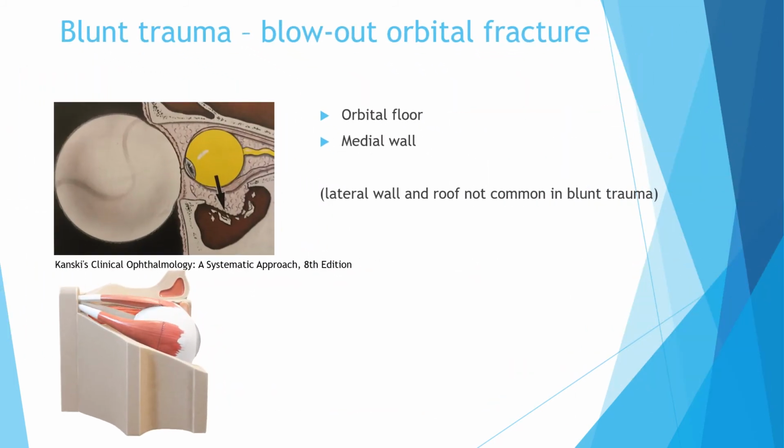In a blunt trauma, there is a sudden increase in the orbital pressure, so the pressure can fracture the weakest bone. And the common site includes the orbital floor and the medial wall. The two can actually happen together. The lateral wall and roof are rarely involved because of the thicker bone.